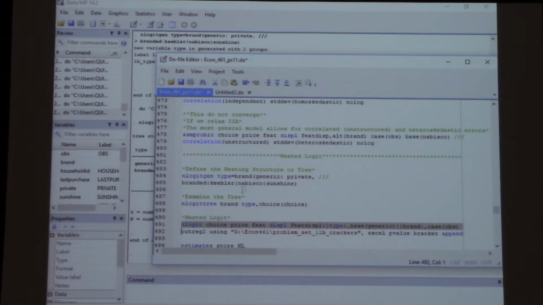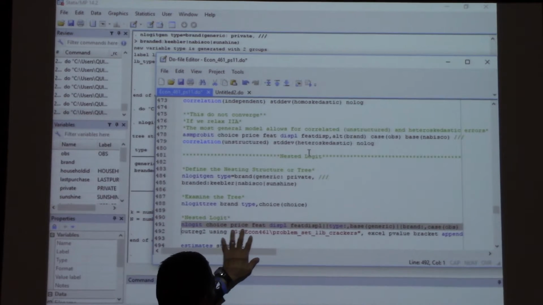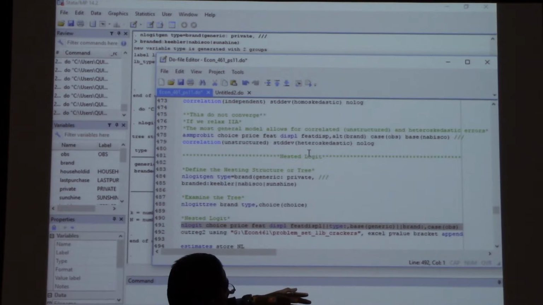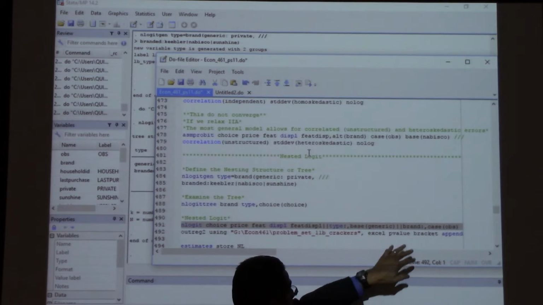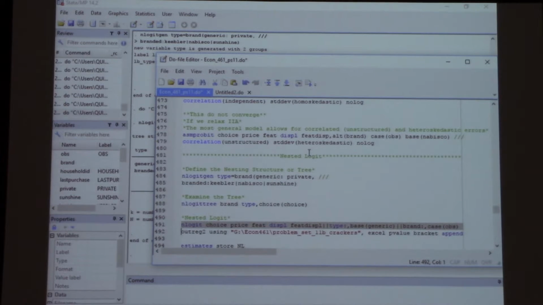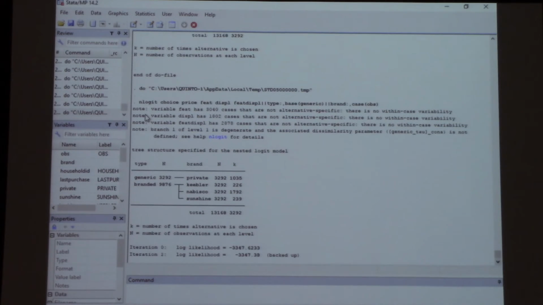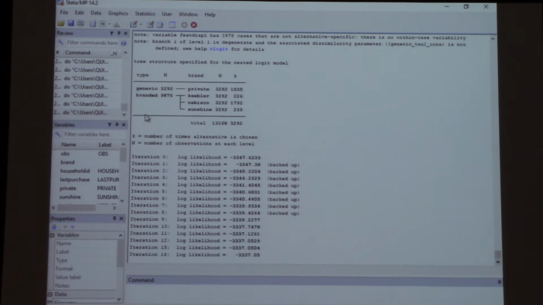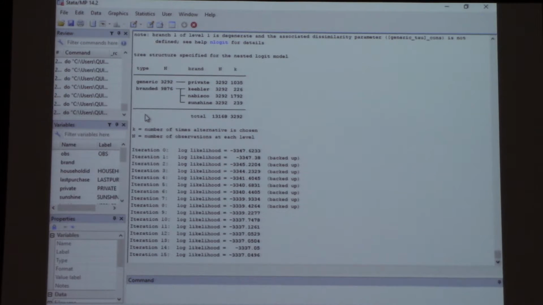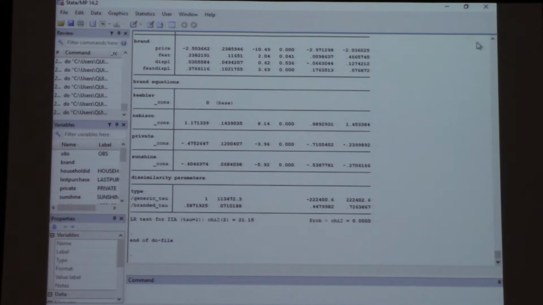Here's our command. Again, normally you can have both case and alternative specific variables. We don't have that in this data set, unfortunately. But let's see. Yeah. So here's our choice variable. Here are our alternative specific variables. And our generic and our brand. And it's a maximum likelihood methodology, so it goes through the iterations. It regenerates our tree. And we get this result.